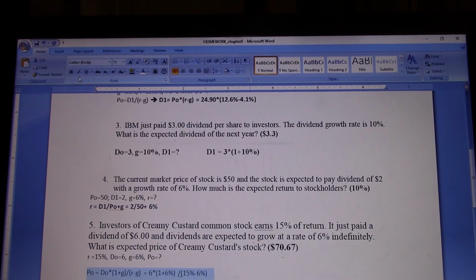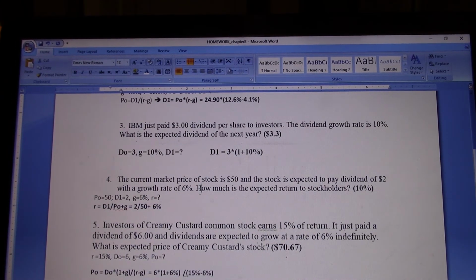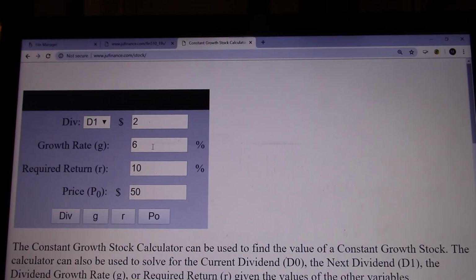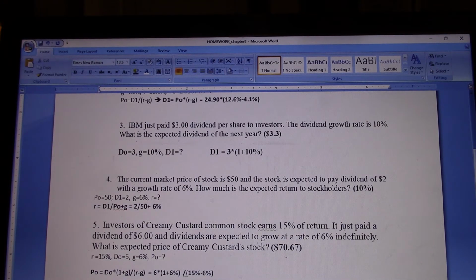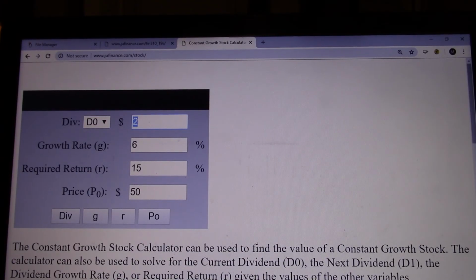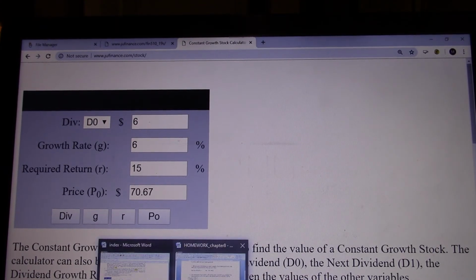We can also use the calculator. 15%, 6%, and dividend for D0. D0 is $6. The question is asking for how much is the price. $70.67. So yeah.